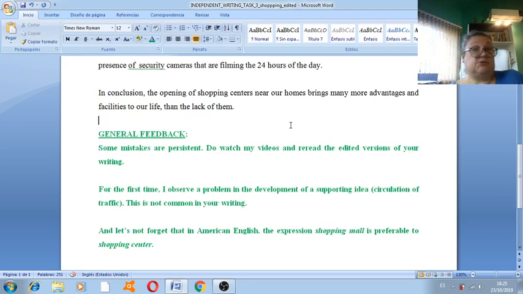And well, for the first time in this text, I observe a problem in the development of a supporting idea concerning this topic of the circulation of traffic. This is not common in your writing, so I wouldn't be alarmed by this, but again, it's something to take into account and concentrate on this weakness in the next assignment.